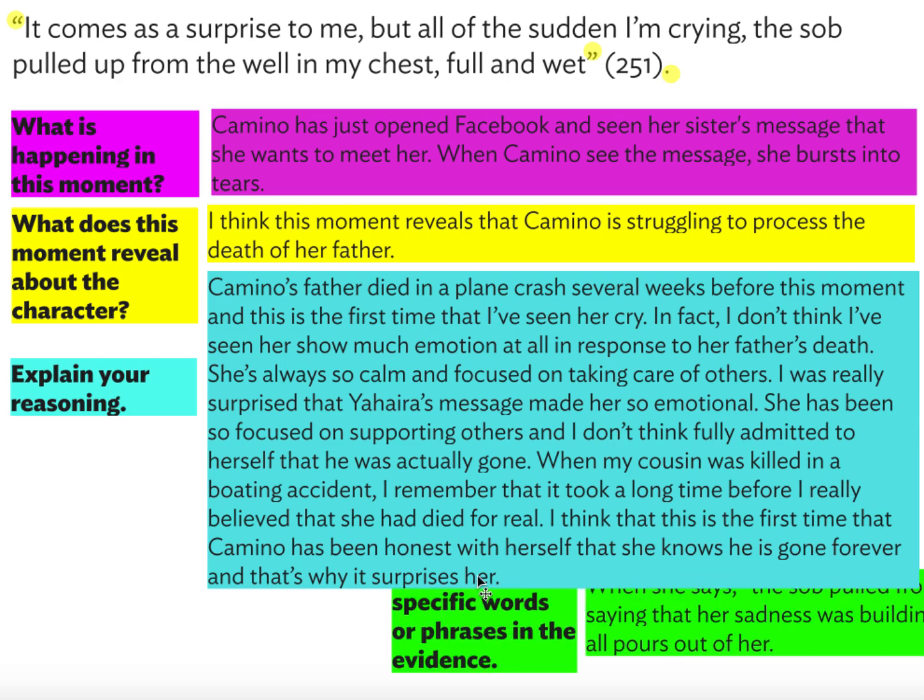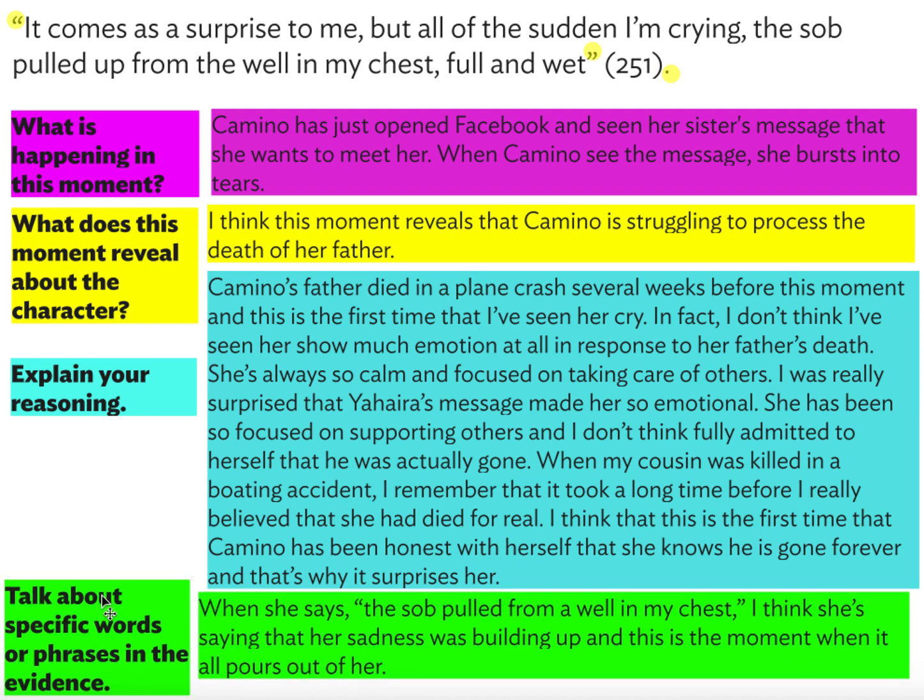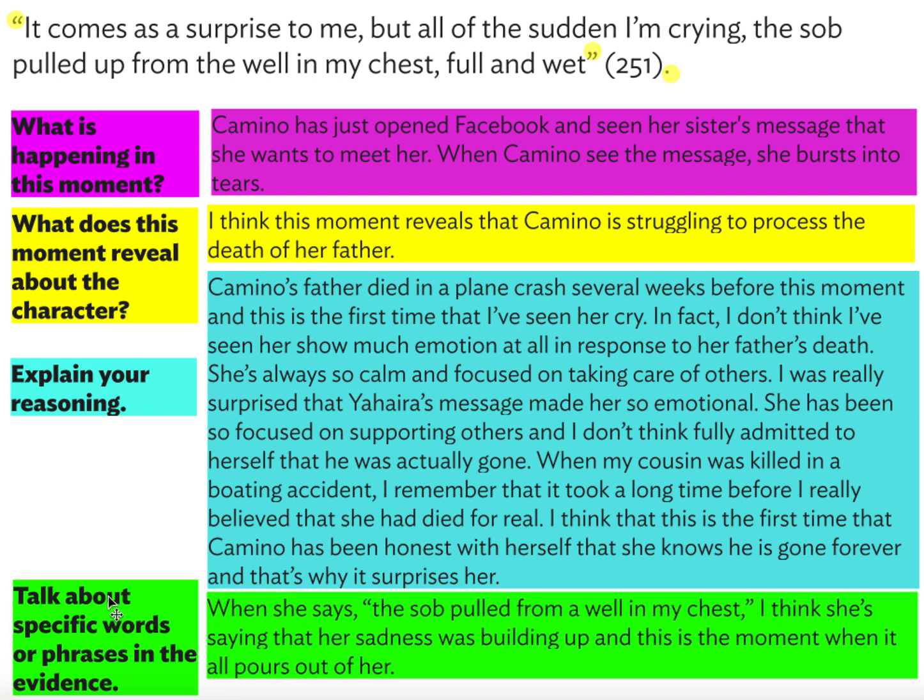One thing you might do that I think really helps to talk about this moment and what it shows you about the character is to talk about specific words or phrases in the evidence or in the quote that you've chosen. So I want to talk about this line, "a sob pulled up from the well in my chest." I said, when she says the sob pulled from a well in my chest, I think she's saying that her sadness was building up, and this is the moment when it all pours out of her.